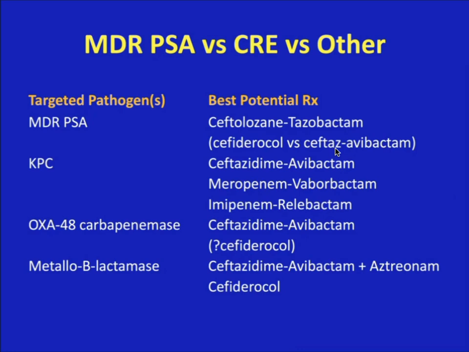Those are KPC agents. If you have a test question and for some reason it gave you OXA-48, you really have two options. Your best option, the best answer would be Avycaz, ceftazidime and avibactam. Remember, the second option is cefiderocol, but with the CREDIBLE trial and the mortality, we start questioning whether that's really going to be as effective now, even though it has activity. So you got to remember this.